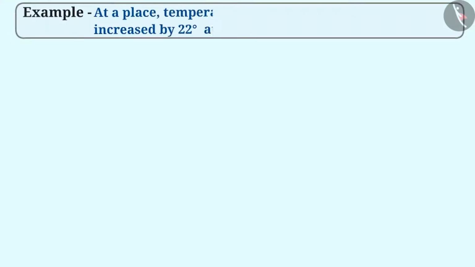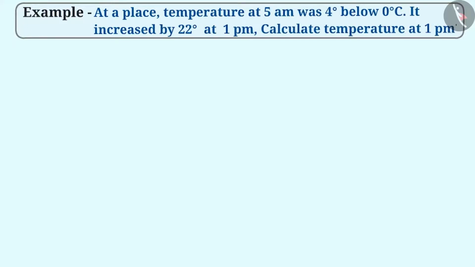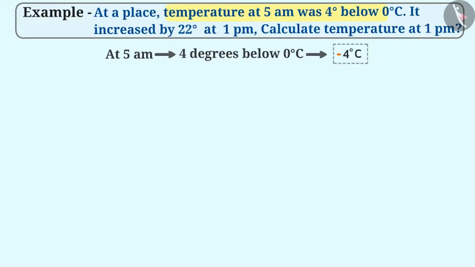At a place, the temperature at 5 a.m. was 4 degrees centigrade below 0 degrees. It increased by 22 degrees at 1 p.m. Can you calculate the temperature at 1 p.m.? In the given example, the temperature at 5 a.m. was 4 degrees below 0 degrees. Since the temperature is 4 degrees below 0 degrees, it is represented as a negative integer, that is, -4 degrees centigrade.